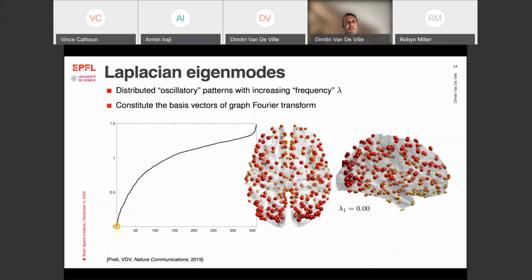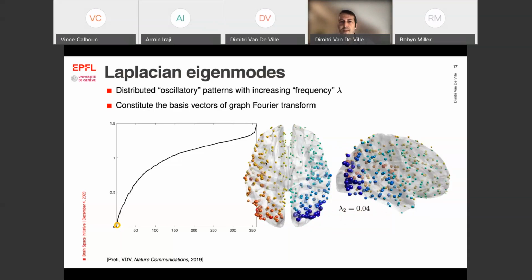So let me show you a little bit how the Laplacian eigenmodes look for this choice of our structural connectome. As expected, they build up oscillatory patterns with increasing frequency lambda. And as said, we will use them as the basis vectors of our graph Fourier transform. Here we have the first one, which corresponds to lambda 0. It's kind of a DC component, but because we are considering the normalized Laplacian, it has a slight weighting on it. Then we go to number 2, which is the first non-zero, smallest non-zero eigenvalue eigenvector.